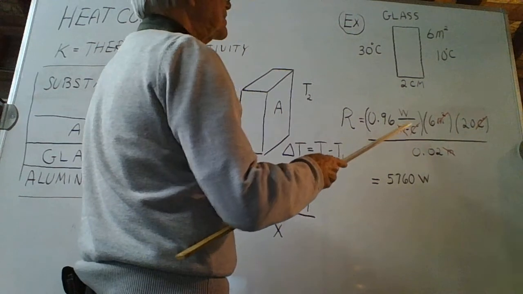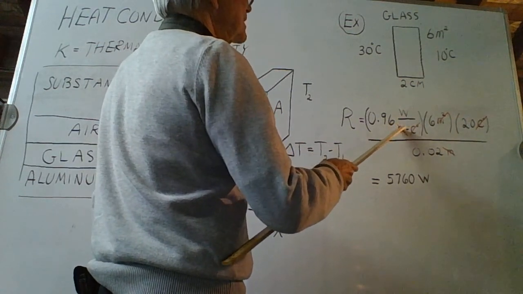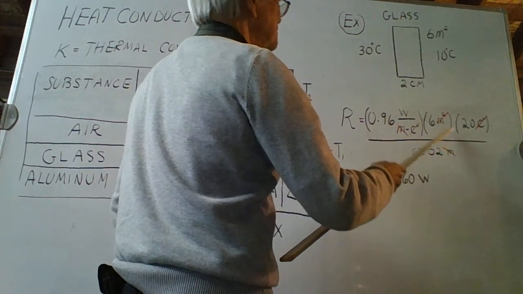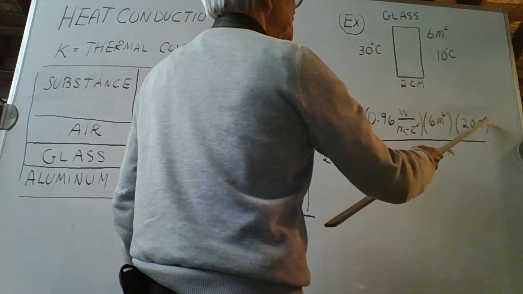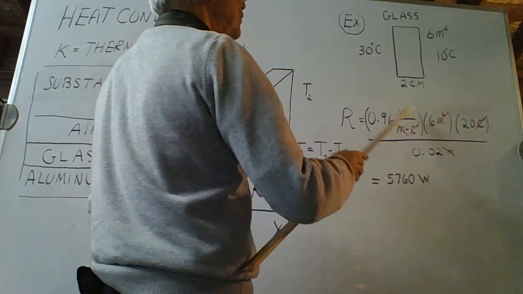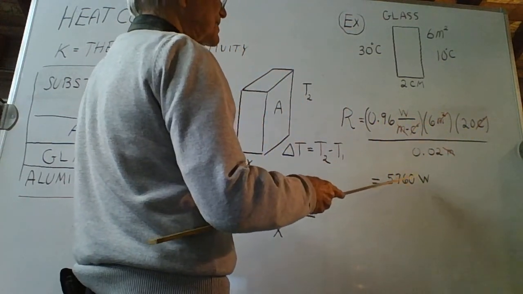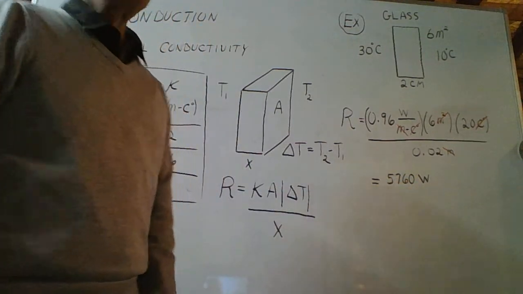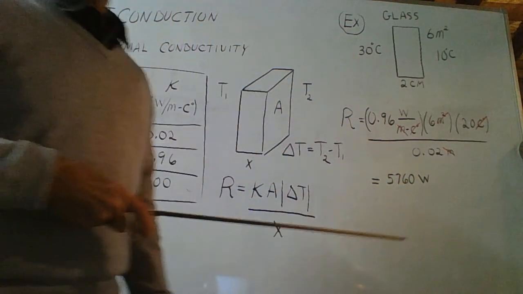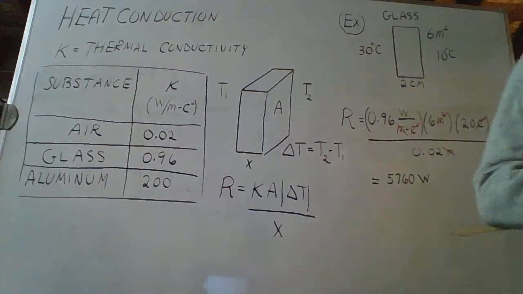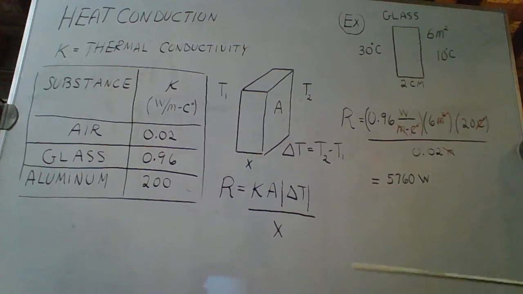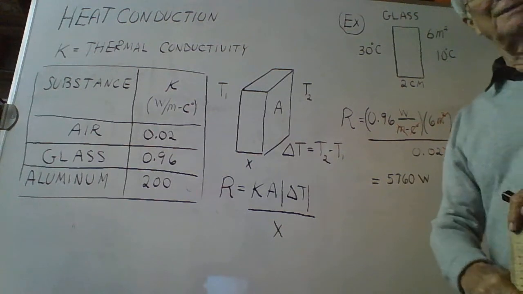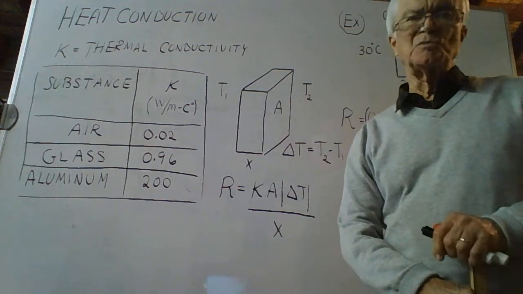The surviving unit is the watt, because the meter downstairs with the meter downstairs combine to give a meter squared downstairs, canceling the meter squared upstairs. The Celsius degree symbol cancels the Celsius degree symbol. The watt unit survives. 5,760 watts. If this window were the only outlet for thermal energy from the indoor air to the outdoor air, then a space heater set to 5,760 watts would allow the temperature in the room to be maintained.